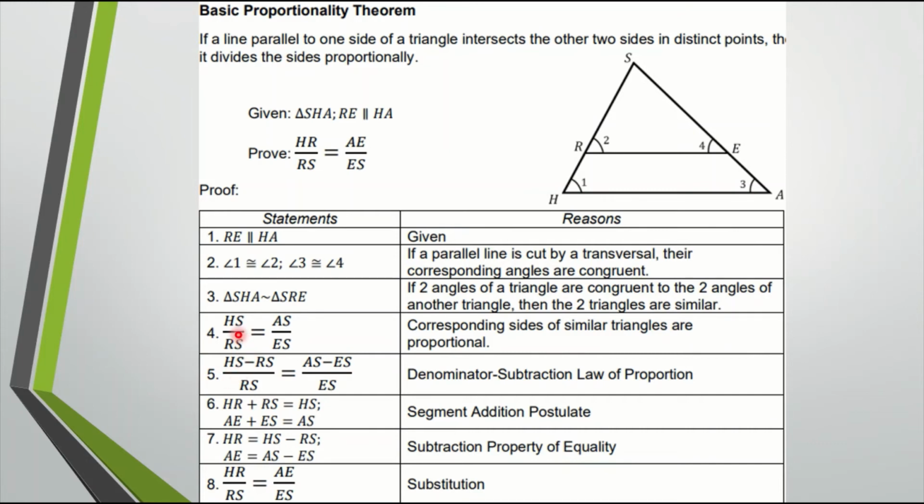So, HR plus RS is equal to HS. AE plus ES is equal to AS. That is by segment addition postulate. Ibig sabihin, pag pinagdugtong mo daw po itong dalawa, pinagsama mo daw itong dalawang to, ito yung kabuuan. Yun yung mabubuo. Okay? So, HR is equal to HS minus RS and AE is equal to AS minus ES. And that is by subtraction property of equality naman po. Therefore, HR over RS is equal to AE over ES.